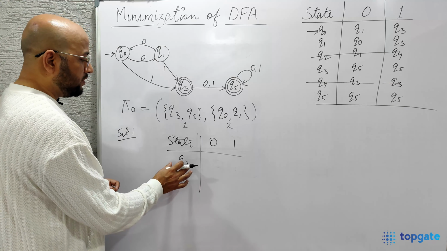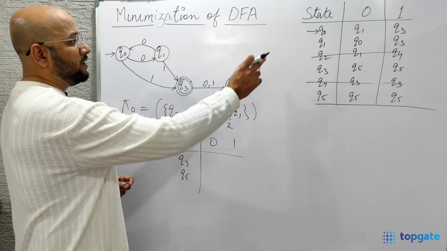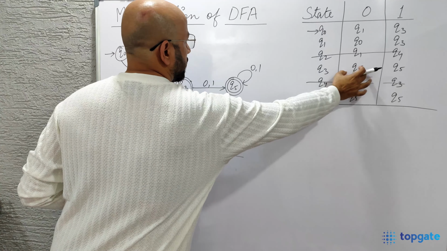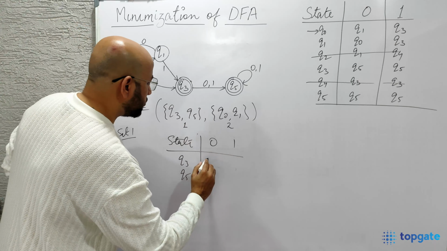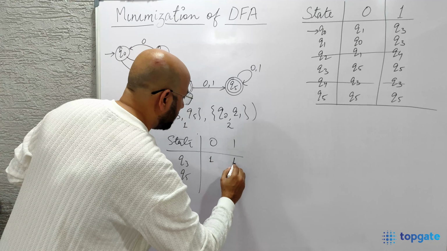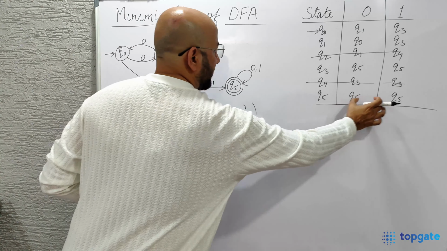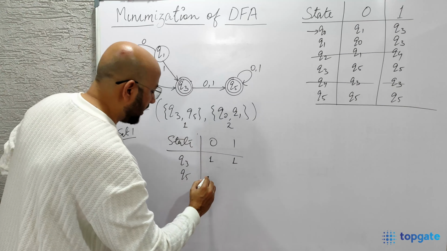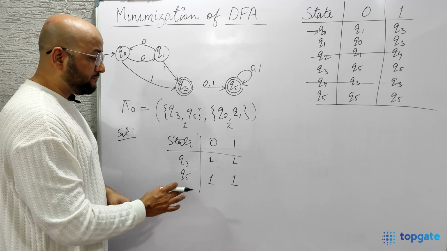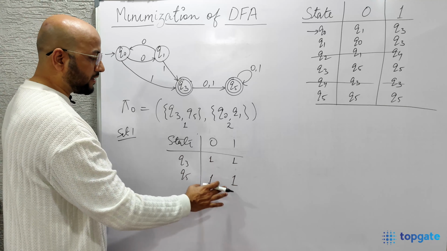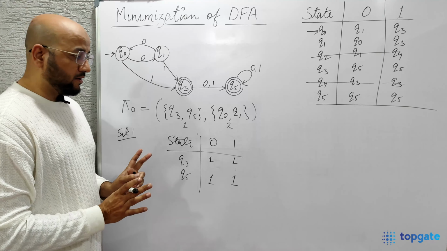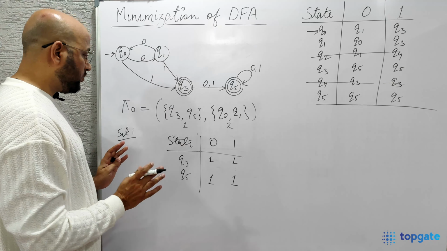Now I'll see in the main table where Q3 is transiting with input 0. For Q3 it is going to Q5. Now Q5 belongs to set number 1, so I'll write set number 1 here. Similarly with 1 it is Q5, so I'll write set number 1 here. Similarly for Q5 it is Q5 and Q5, which belongs to set number 1, so I'll again write set number 1 and set number 1. So you can see that Q3 and Q5 are exactly similar. Therefore set number 1 will not be split. It will remain as it is. Clear? So we don't have any change in this one.